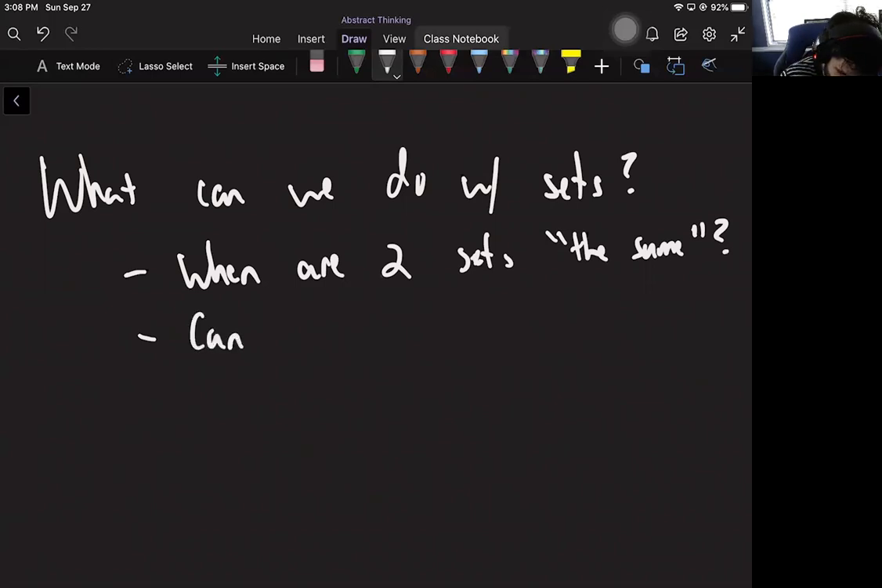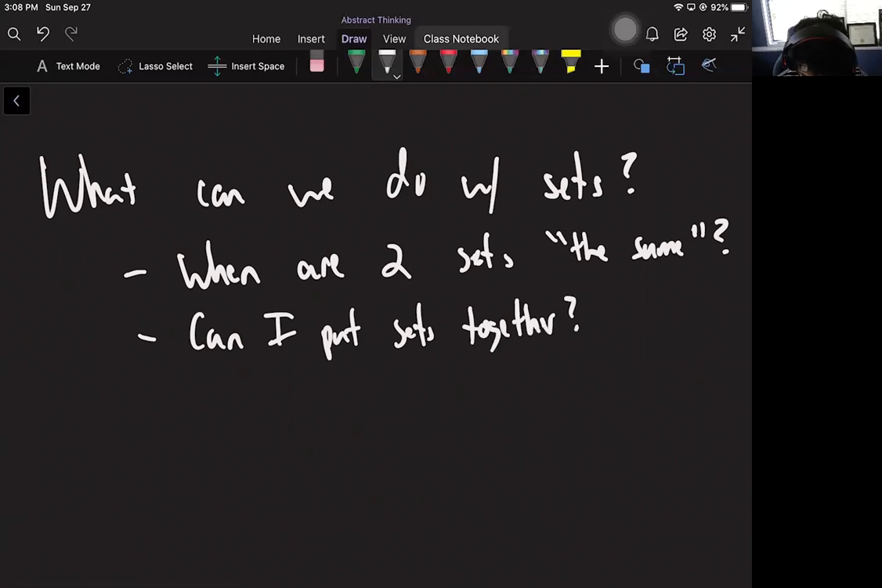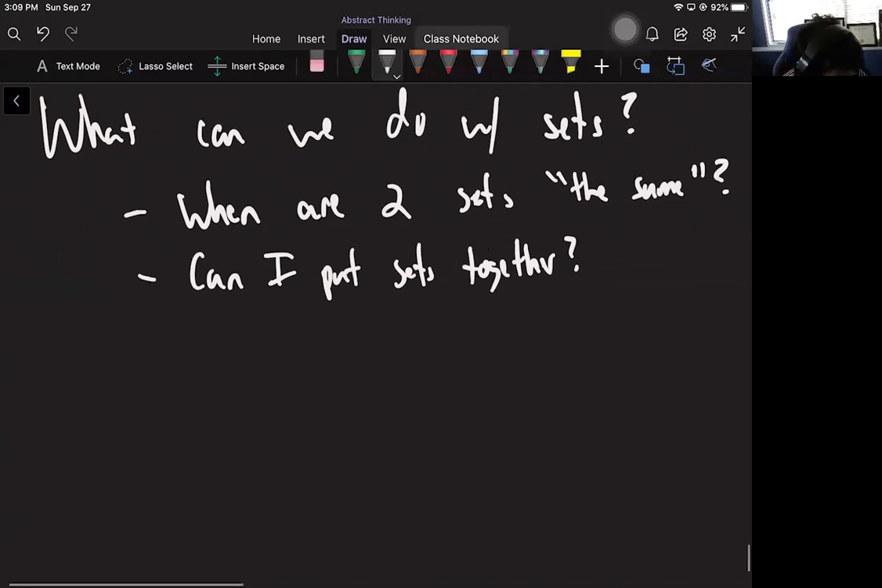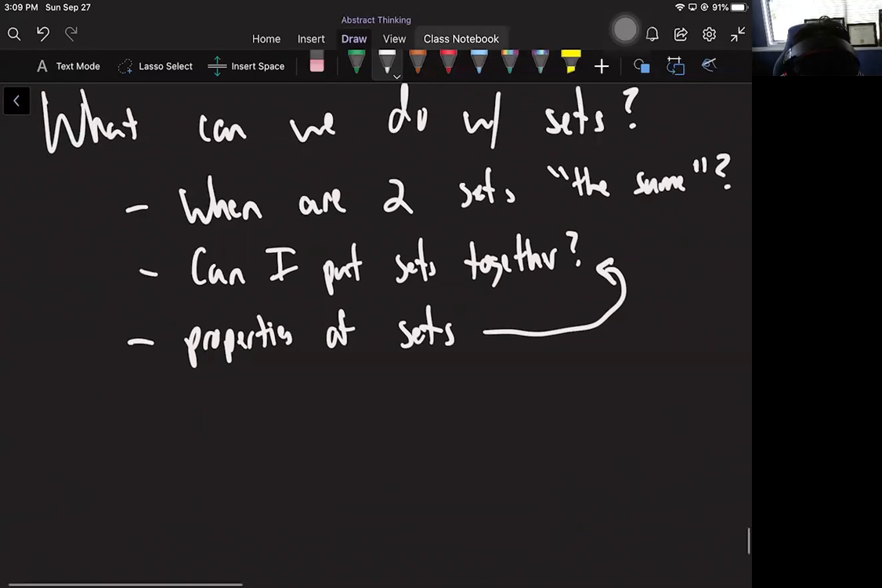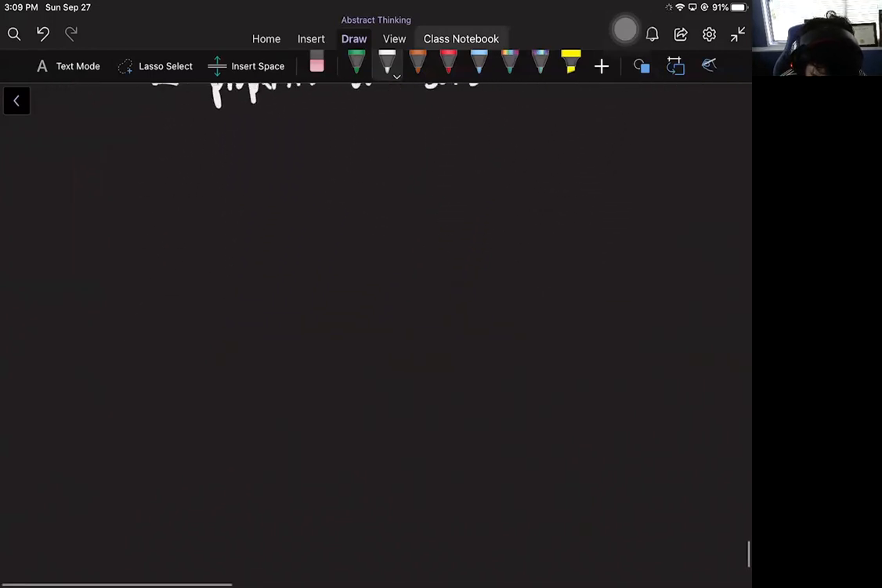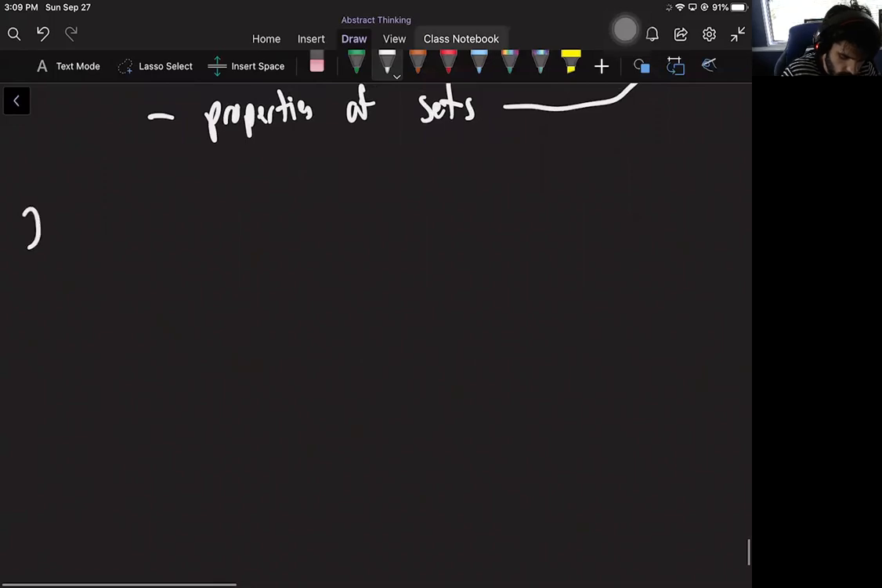Can I combine sets in different ways? Or can I put them together? Sort of like when you learn about numbers, then you learn about how to put numbers together to make new numbers in different ways. And then always like properties of sets. And that usually goes hand in hand with the ways in which you can put sets together. So that's what we're going to do first, is think about how I can sort of combine sets together.